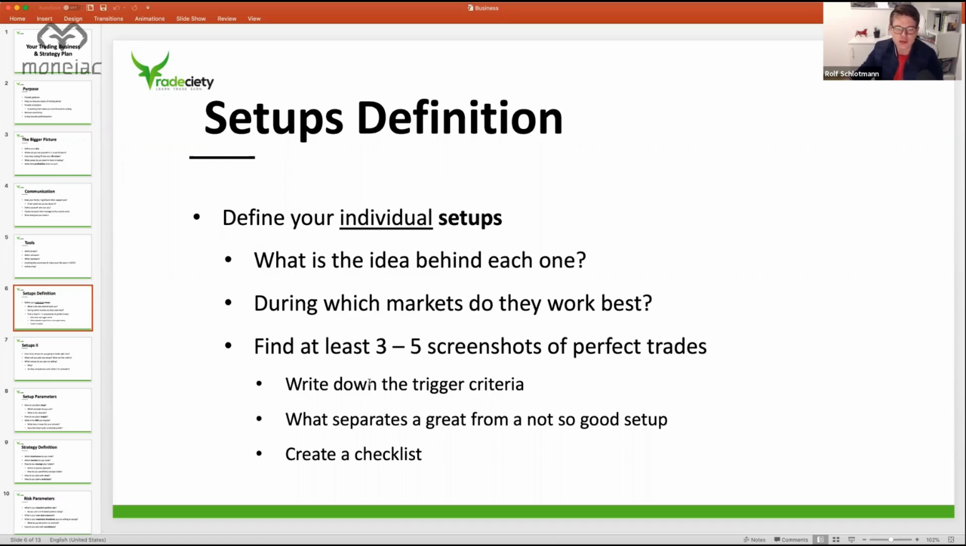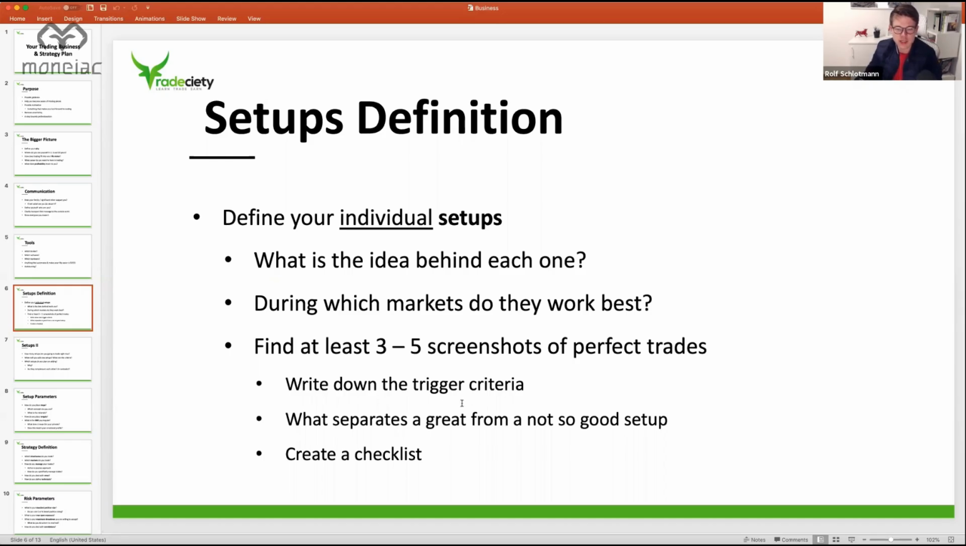So find a trigger criteria, candle size, it could be a breakout. Later on, we get into how you really define the technicals, what a pattern is really made out of, and really try to look for similarities in the best trades.